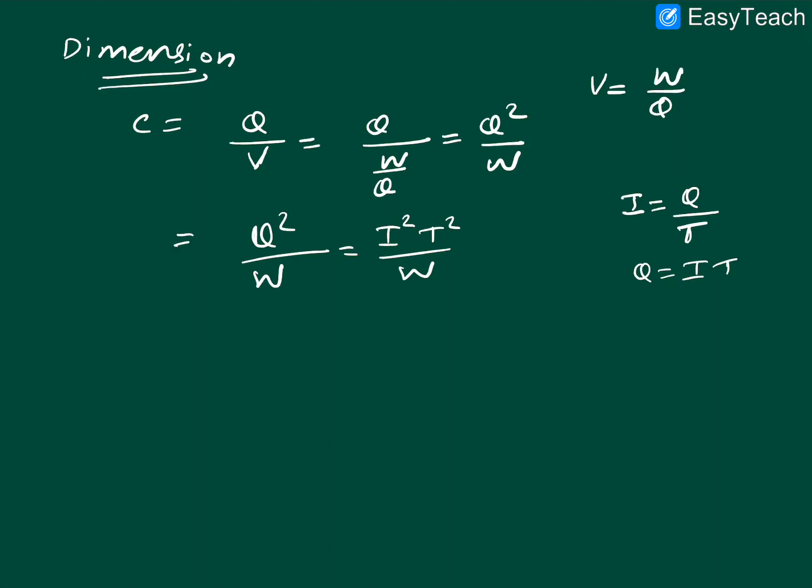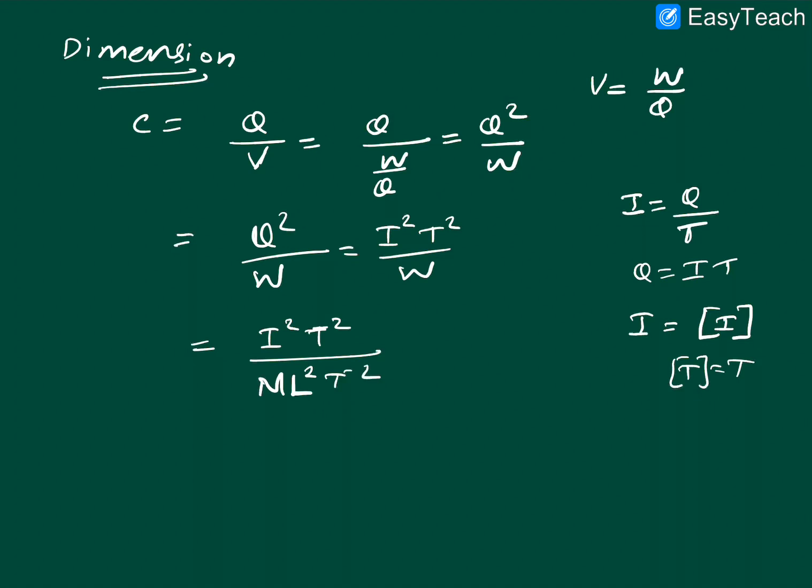Okay, now I square means I is current. Dimension of current is same as the symbol I. Then T, time dimension is T. Okay, so those letters are same, so dimension will be I square T square, because their dimension is same as the symbol. Now work dimension you already know from 11th, it is ML square T raised to minus 2. You can verify it by multiplying force with displacement. You will get this ML square T raised to minus 2. So if you simplify this, you will get M raised to minus 1, because M is in the denominator, L raised to minus 2, T raised to 4, A square. This will be the dimension of C.